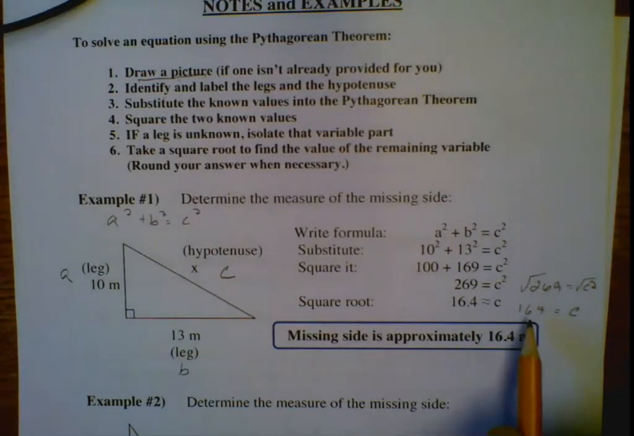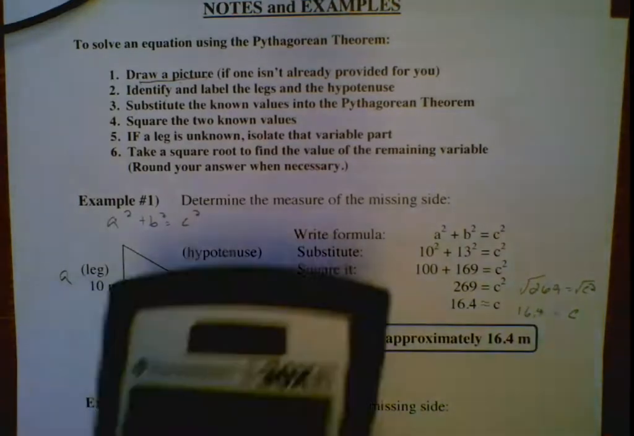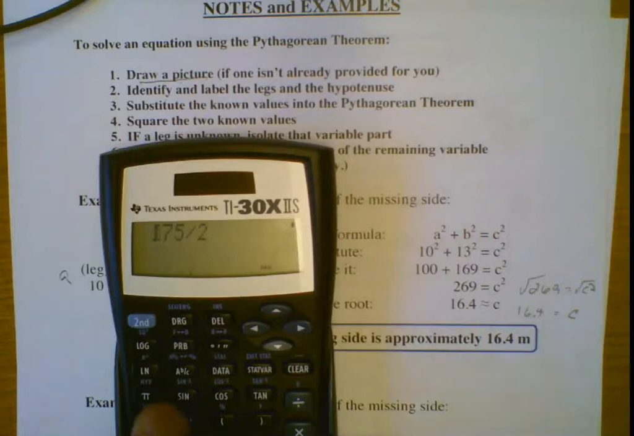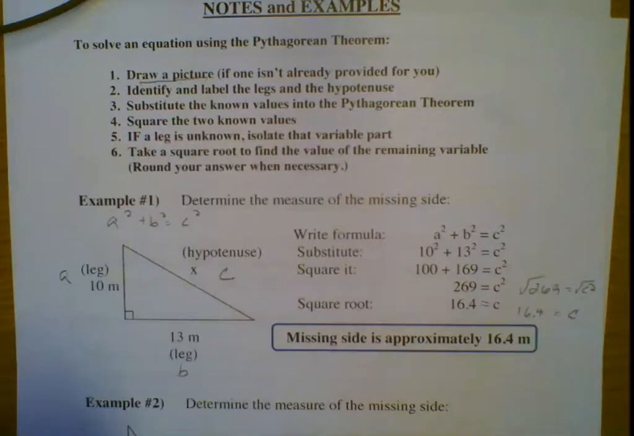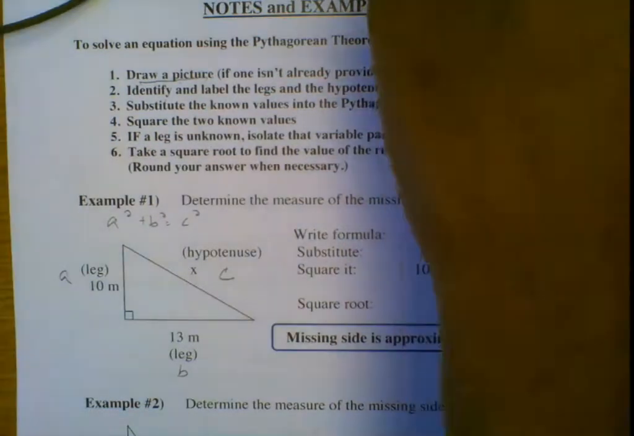If you plug in the calculator the square root of 269, you should get 16.4. So just to prove it, I'll plug into my calculator the square root of 269, you should get 16.4. That's why the answer there is 16.4. All right, so that's how it works.